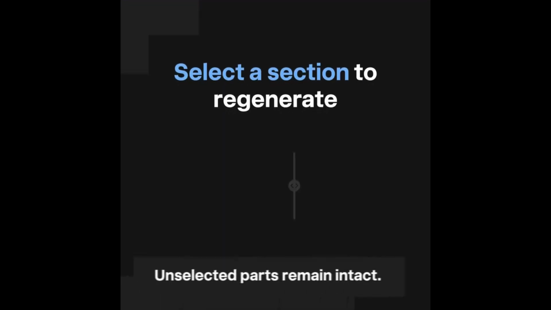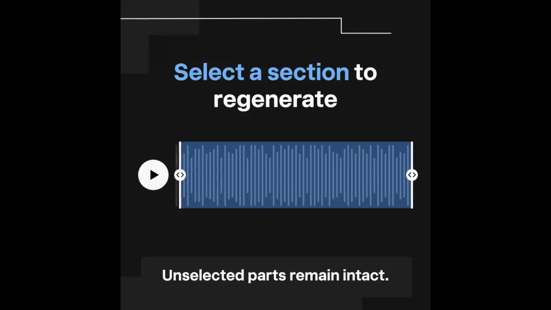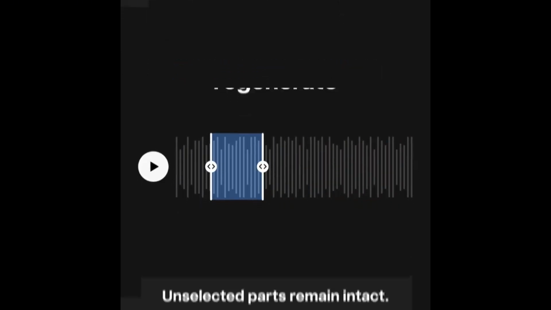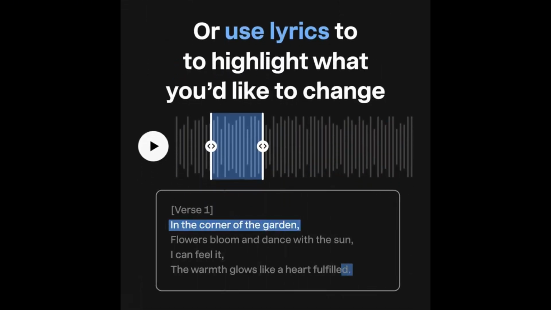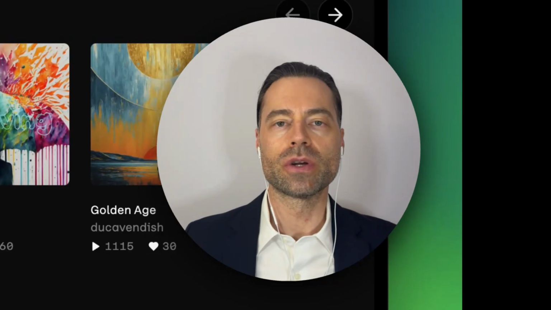The first feature Udio has released is the ability to edit portions of a song, which is available for paid users. Song editing also provides the ability to edit lyrics line by line. Let me show you how to use it.